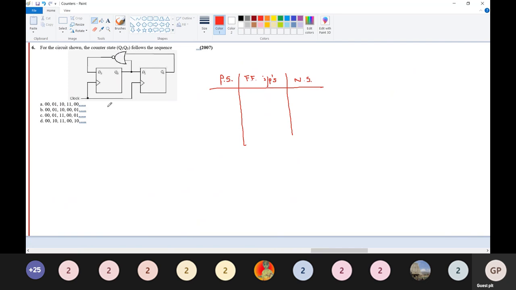What is the present state here? The present state given is Q1 and Q0, the inputs are D1 and D0, and the next state is Q1 plus and Q0 plus. The initial condition is not mentioned in the question, but from the given options, you can see the initial condition is 0. So I'm going to take 0, 0 as the initial condition here.